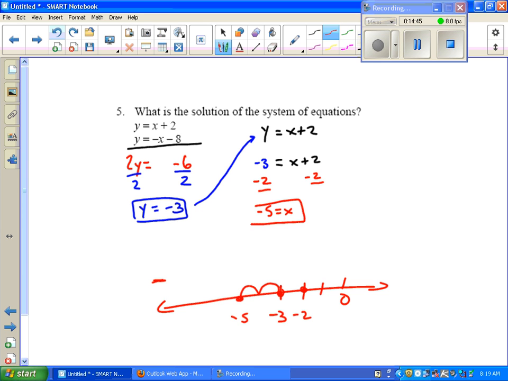So you have a value for y and a value for x written as an ordered pair. Remember, it's always x comma y. You need 2 numbers. X's value is negative 5 and y's value is negative 3.